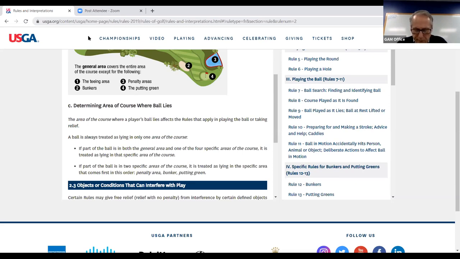It's part of the course we talked about. It must be in either an abnormal course condition or penalty area. So that's the reason why they are used, is to protect wildlife and other such things.